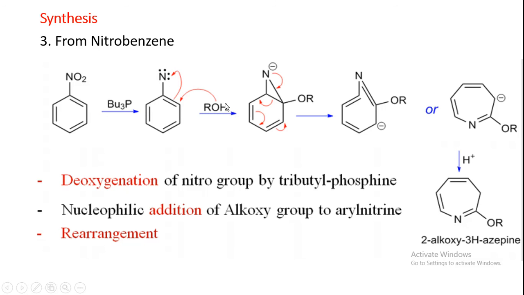Next, what will happen is nucleophilic addition of an alkoxy group to the aryl nitrene. So here one alcohol will attack, so you see the OR bond will form with this one, then the N, this carbon bond, one bond will form. So ultimately we are getting this structure, N negative. Next, rearrangement of the bond will take place. You see this bond will break and come here, and OR will remain at the same position.